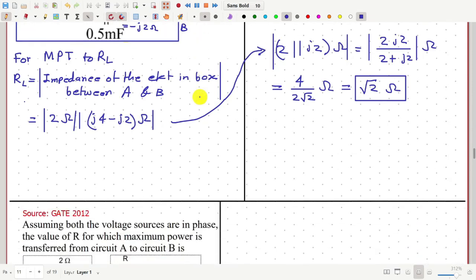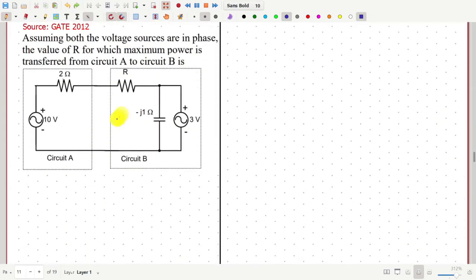Now let's move to the next question. Here we have two circuits, circuit A and B, connected together, and there are two voltage sources and the sources are in same phase. We have to find the value of the resistance R so that maximum power is transferred from circuit A to circuit B. To get the power being transferred from A to B, we need the value of this current here.